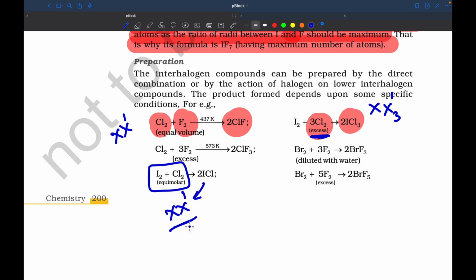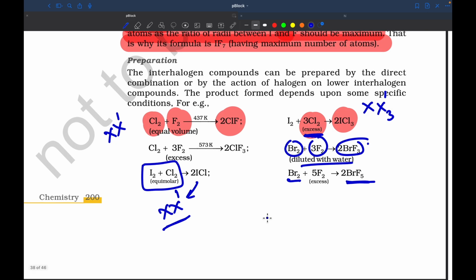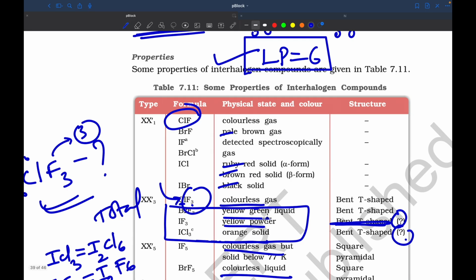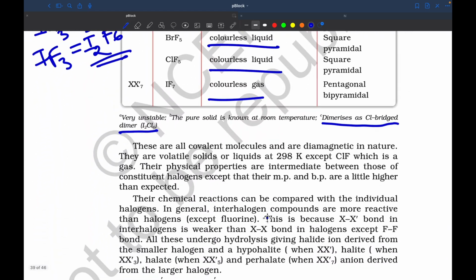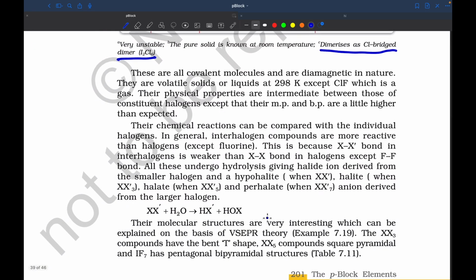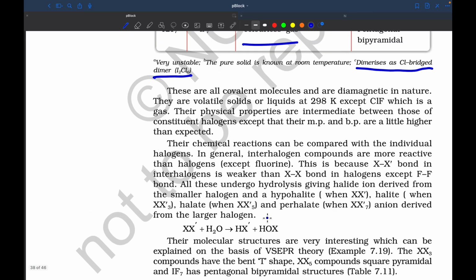ICl is also this. And Br2 and F2 diluted with water gives you BrF3. If BrF5 has to be formed, Br2 should be treated with 5 moles of F2, where you get BrF5. So these are the simple preparations of these interhalogens. This is what we have seen yesterday, and a few more points to be noticed here.